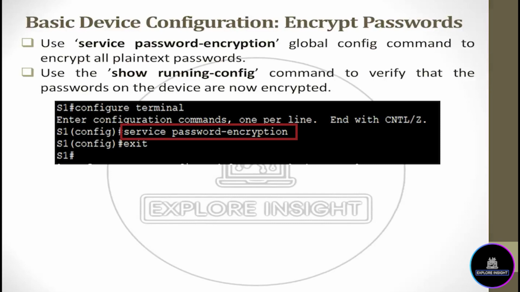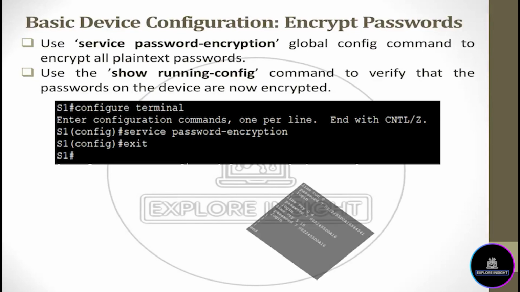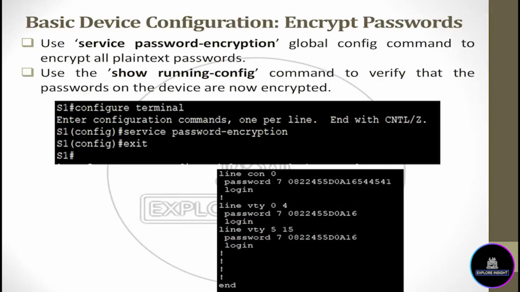You're going to type service password-encryption. This command line will encrypt the plaintext password. Now you just exit the page. And when you do that and type show running-config from the privilege exec mode, you're going to have this password encrypted. Okay, so let's go back to the Cisco Packet Tracer and see what I mean by that.